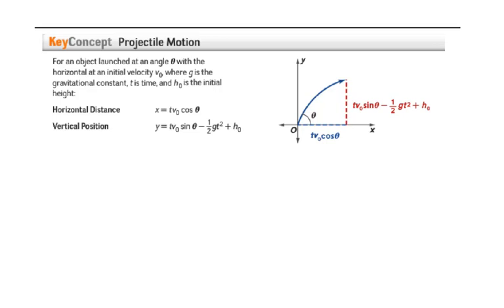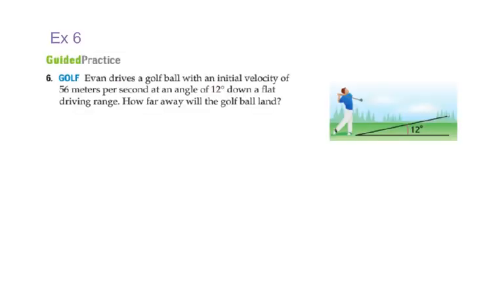Parametric equations are applied a lot in physics. For example, for an object launched at an angle theta with the horizontal at an initial velocity v0, g is gravity and t is time. h0 is initial height. So we got a horizontal distance will be this one. And a vertical position you will get like this. This is the formula.